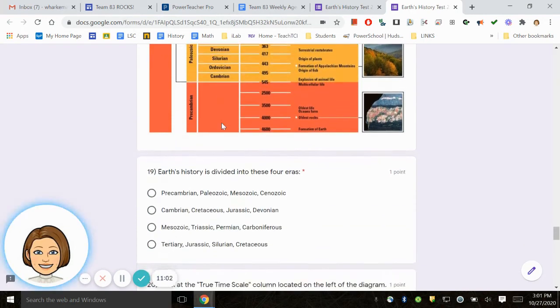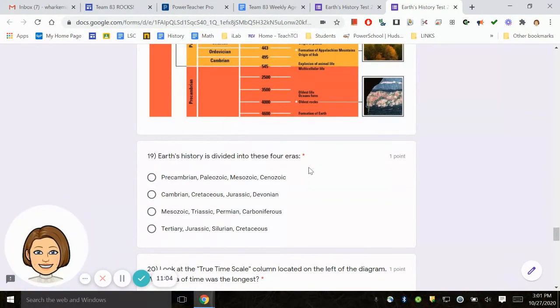Number 19, Earth's history is divided into these 4 eras. So look back at the chart. Precambrian, Paleozoic, Mesozoic, Cenozoic. Cambrian, Cretaceous, Jurassic, Devonian. Mesozoic, Triassic, Permian, Carboniferous. And last, Tertiary, Jurassic, Silurian, Cretaceous.